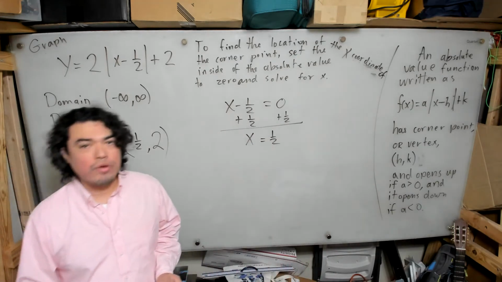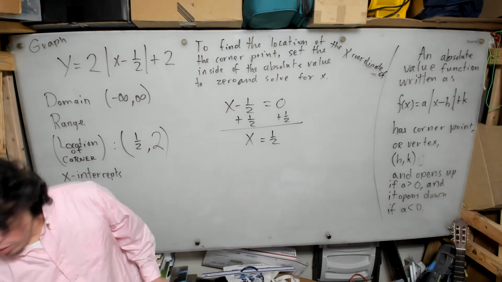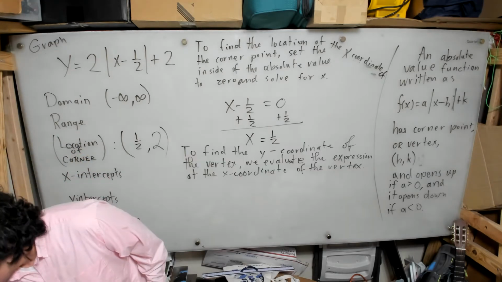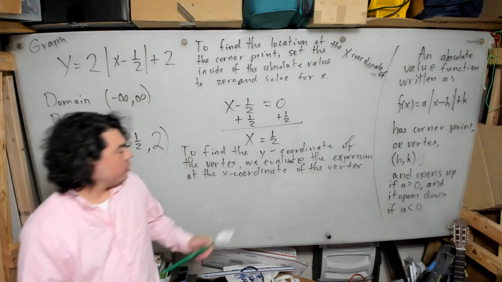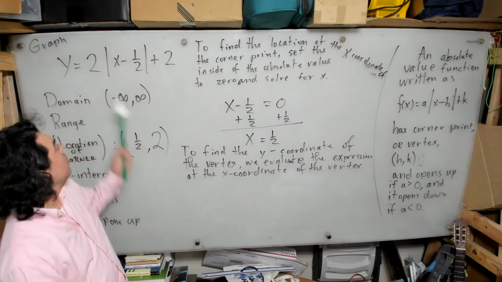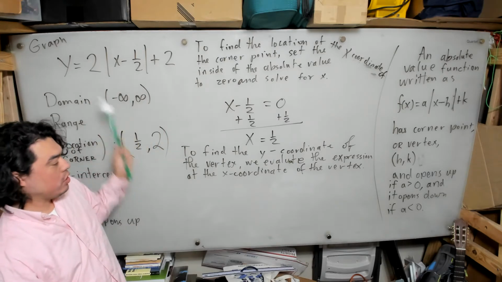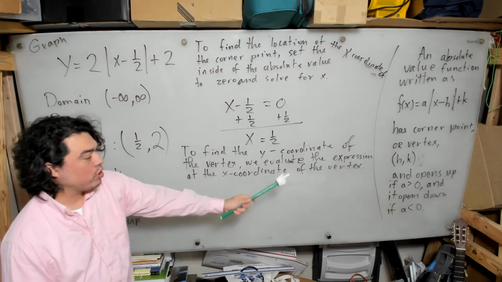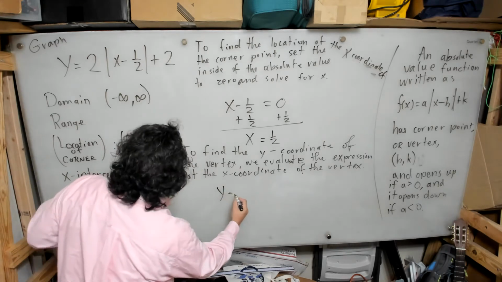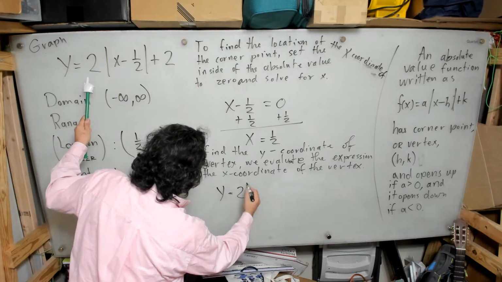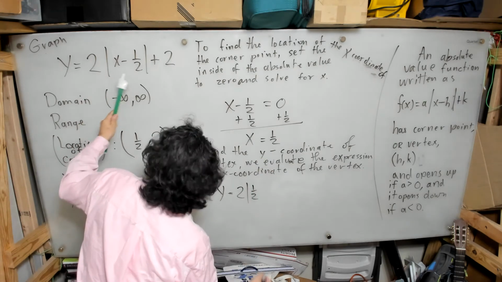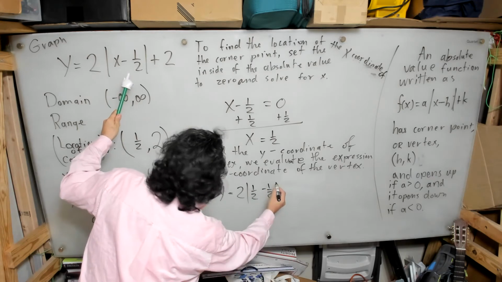So now how do we find the y coordinate? We find the y coordinate by plugging into the function. To find the y coordinate of the vertex, we evaluate the expression that defines the equation at the x coordinate of the vertex. So let's do that here. I'm going to do y equals 2 times the absolute value of, what's my x in our case? 1/2. That's my x coordinate of my vertex. Minus 1/2, plus 2.